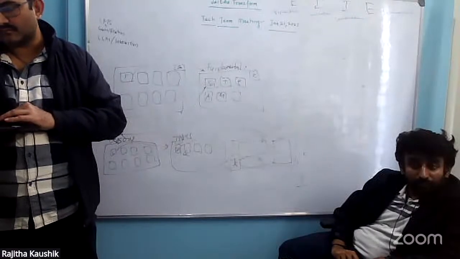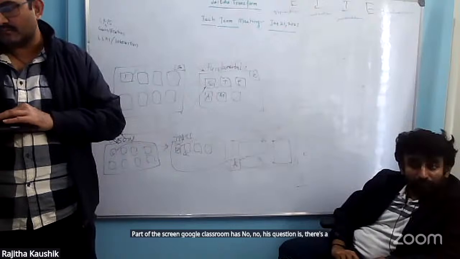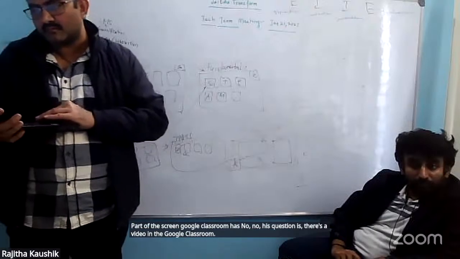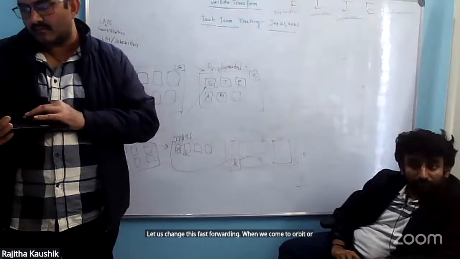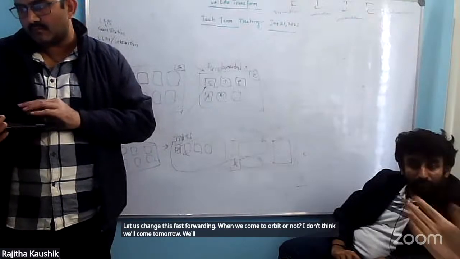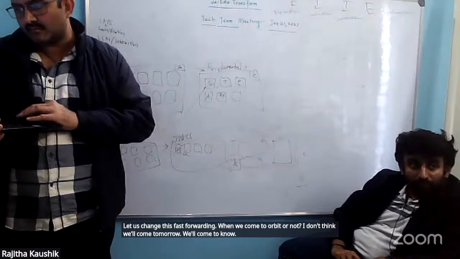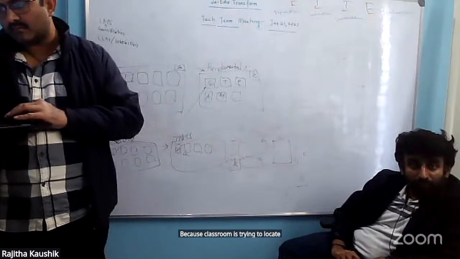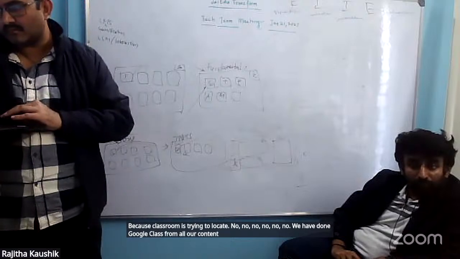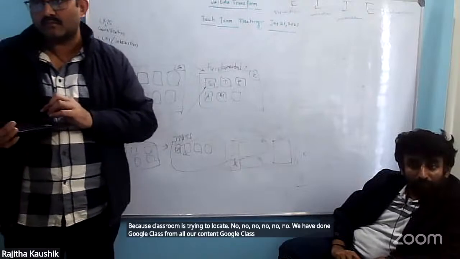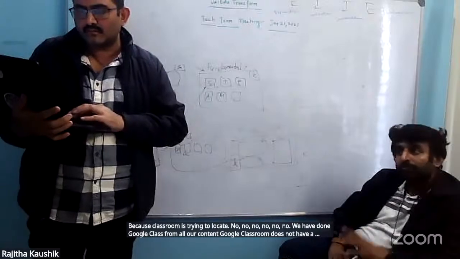His question is, there's a video in the Google Classroom. Let us say the child does fast forwarding. Will we come to know of it or not? I don't think we'll come to know. We have done Google Classroom, all our content. Google Classroom does not have such a feature, but it can be implemented differently.